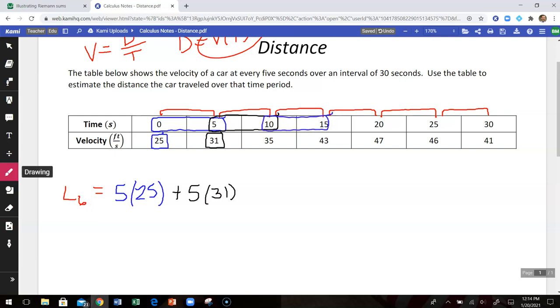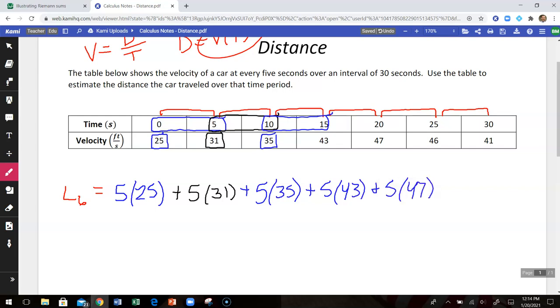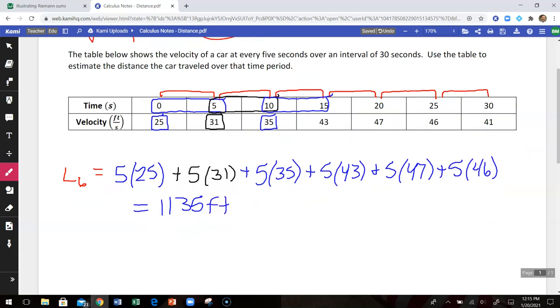From 10 to 15, using the left endpoint of my interval, let's use the 35. So time interval 5, velocity 35. And hopefully you get the point here. From 15 to 20, that's another width of 5, and I'm going to use my velocity at 15, which would be 43. Another one of 5 with the left endpoint, 47, so that's 20 to 25, use 47. And then from 25 to 30, I'm going to use the 46. When I do each of those multiplications and add all those together, what I end up with is 1,135 feet. That is using my left endpoints.